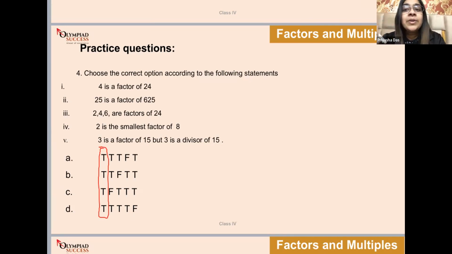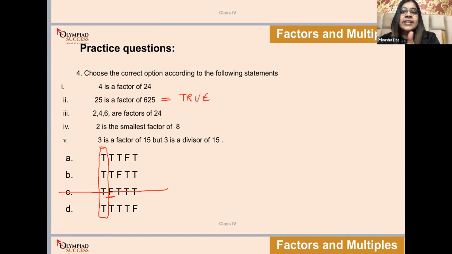Now we'll go to number 2. If I am able to get the second one as false, I will get my answer directly. And if I don't get it false, then I can eliminate one option easily. So let's check that. 25 is a factor of 625. Of course, it's true because 25 into 25 is 625. That means option C is eliminated. Yes, correct, Subhamita.